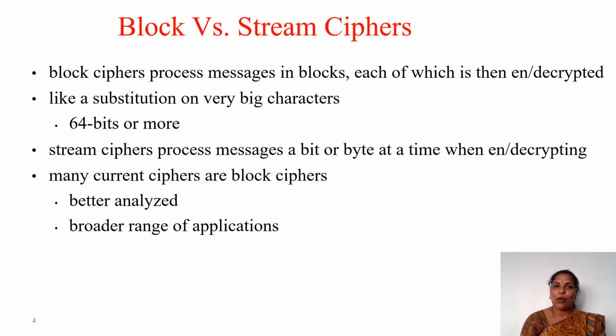Next, the difference between block and stream ciphers. Block ciphers process the messages in blocks, each of which is then encrypted or decrypted, like a substitution on very big characters, that is 64 bits or more, that is the block. But stream ciphers process messages a bit or byte at a time, and we perform encryption or decryption. Many current ciphers are block ciphers only. These block ciphers are better analyzed, and they are used in a broad range of applications. So here we are discussing mainly the block ciphers.